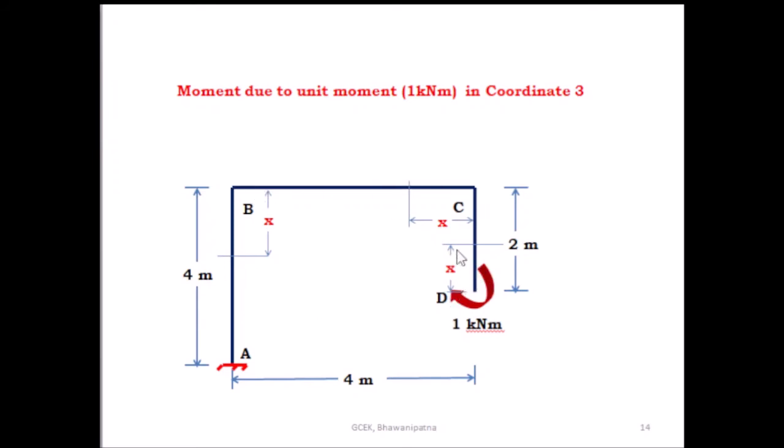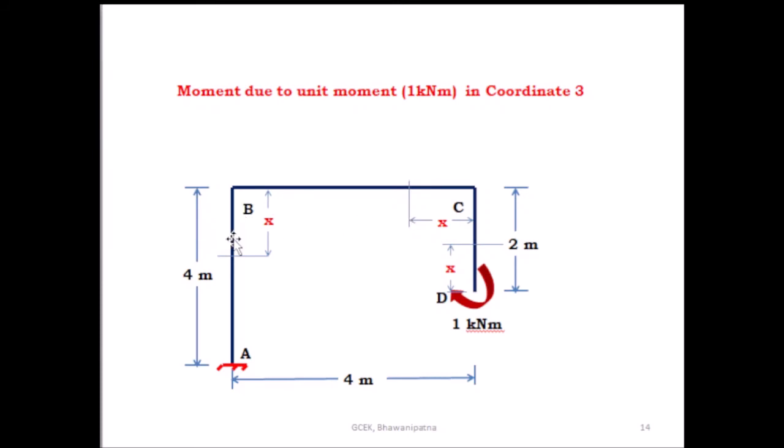So let us take a section at a distance x from the point D. So what is the moment here? If the moment here is m 1 kilonewton meter, then what is the moment here also? 1 kilonewton meter. Similarly take a section at a distance x from the point C. So what is the moment here? If here the moment is 1 kilonewton meter, here also that is 1 kilonewton meter.